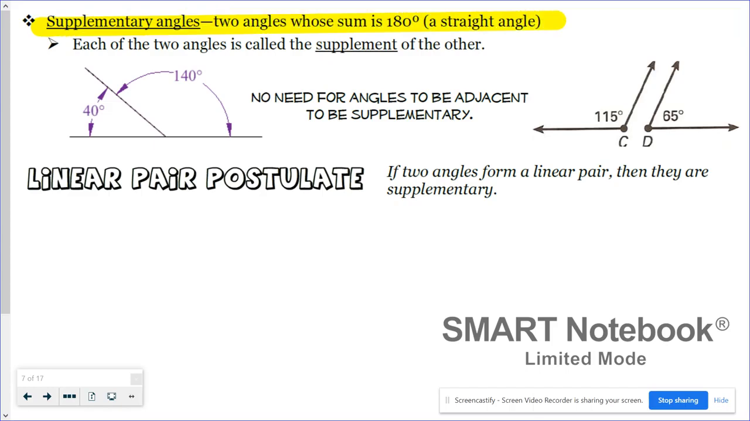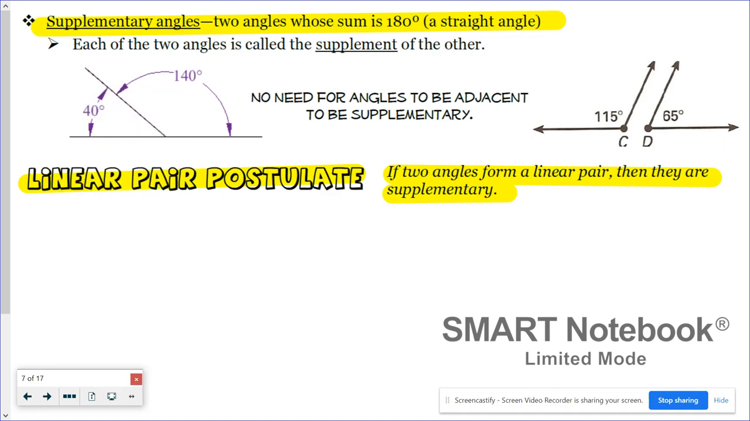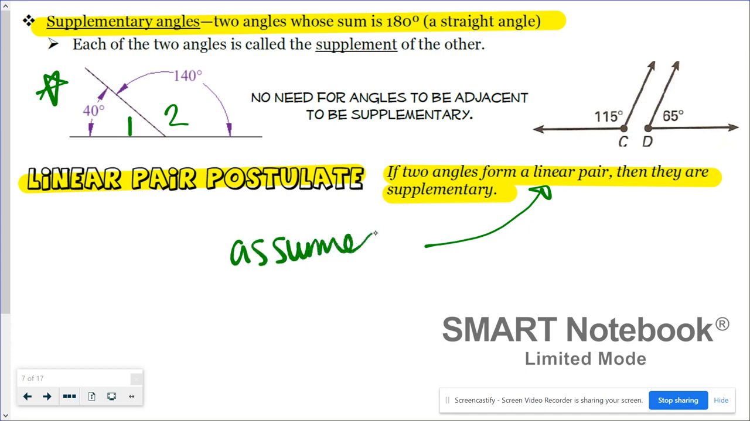Now we are going to prove that two angles are supplementary using the linear pair postulate. The linear pair postulate says if two angles form a linear pair, then they are supplementary. Linear pairs are something that we are allowed to assume from the diagram. So we're going to look at a diagram like this one up here on the left, and we're going to say angle 1 and angle 2 form a linear pair, and then our reason for that is going to be assumed from the diagram.